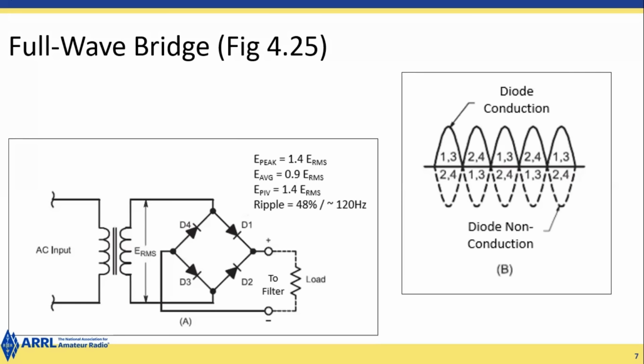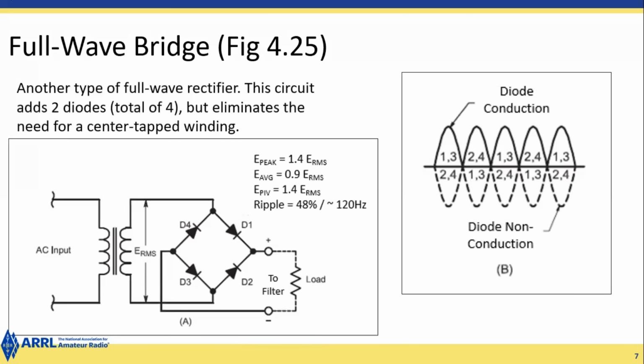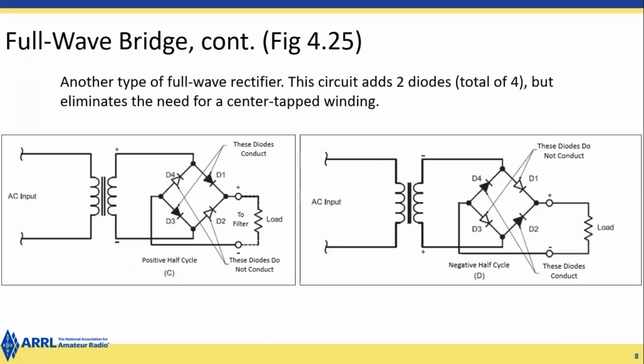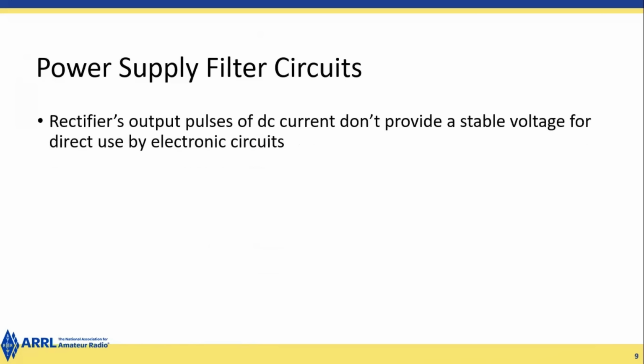And here's a full wave rectifier. This circuit adds two more diodes for a total of 4, but eliminates the need for the center tap winding. Another type of full wave rectifier, this circuit adds 2 diodes, total of 4, but eliminates the need for center tap winding. These full wave rectifiers are used in power supply filter circuits.